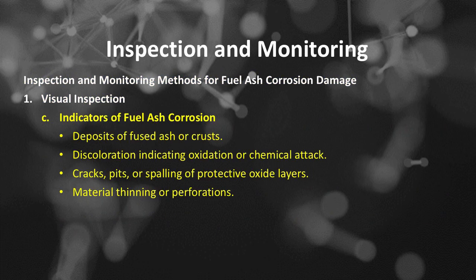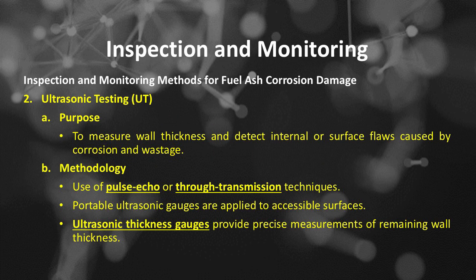Number C, indicators of fuel ash corrosion. Deposits of fused ash or crusts. Discoloration indicating oxidation or chemical attack. Cracks, pits, or spalling of protective oxide layers. Material thinning or perforations. Number 2 of inspection and monitoring methods for fuel ash corrosion damage is ultrasonic testing, or UT. Number A, purpose: to measure wall thickness and detect internal or surface flaws caused by corrosion and wastage. Number B, methodology: use of pulse echo or through transmission techniques.